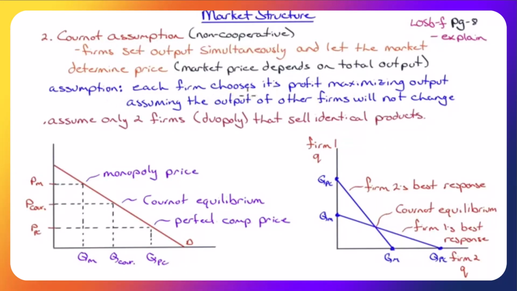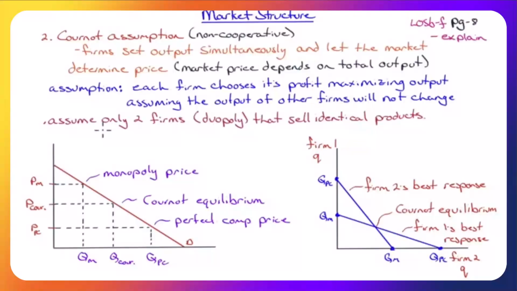So the big assumption, it's called the Cournot assumption. The assumption is this: each firm will choose its profit maximizing output, assuming, there's the assumption part of it here, assuming the output of the other firms will not change. So I will look at what other firms have done last year, and I'll say, I think they're going to do this year. I will simply choose the output that maximizes my profit, given what's already going on.